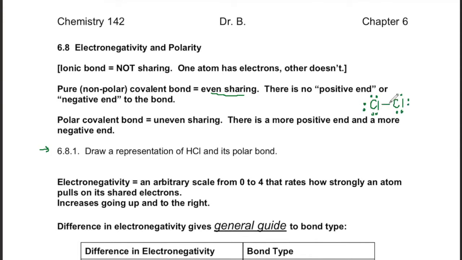So they are sharing evenly. There's no reason why one chlorine would be pulling on electrons more than another chlorine. They're evenly matched. An ionic bond is not sharing.